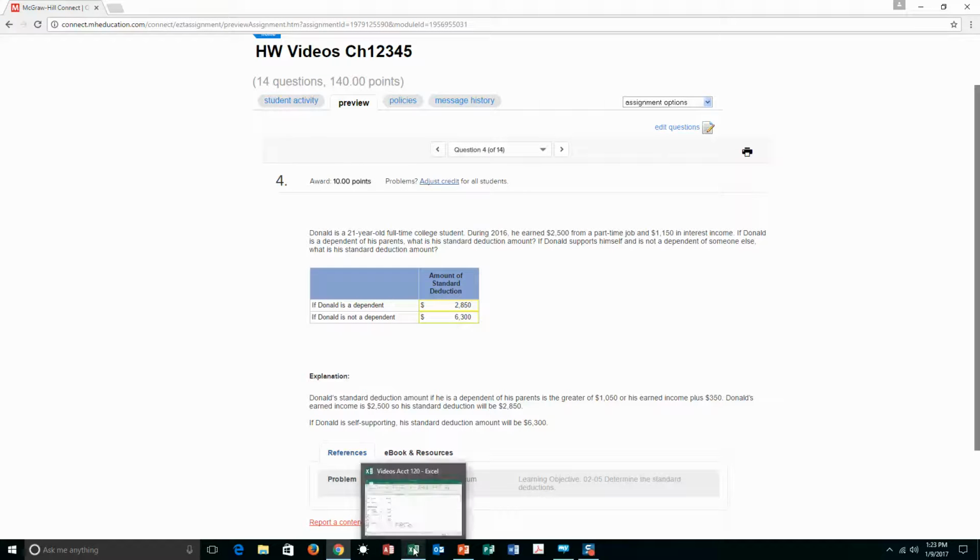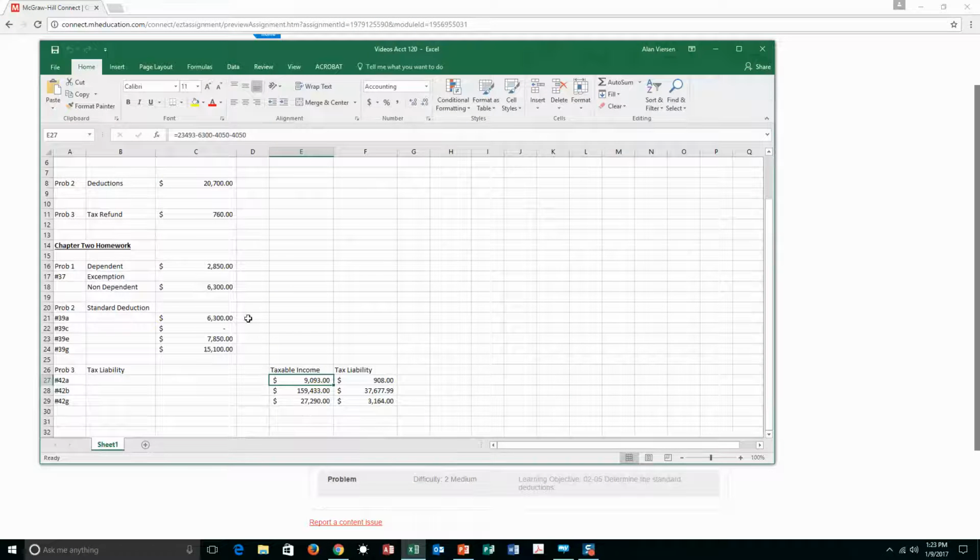Okay, so just to look at how we do this calculation, if you look up at the formula bar, here's the $2,500 he had as earned income plus the $350. And so his deduction for being a dependent is $2,850. If he's not a dependent, then his standard deduction is simply $6,300 like any other person that is single.